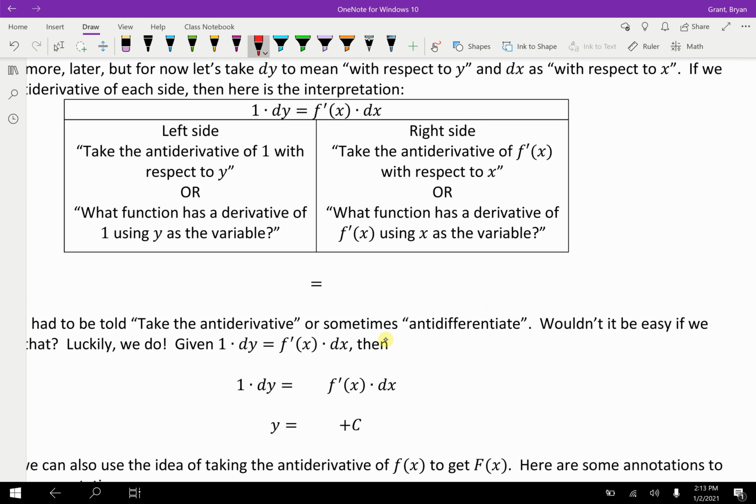So that helps us when we're taking that antiderivative, right? If I wanted to take the antiderivative of 1 with respect to y, then the antiderivative of that would be y, because d/dy of y would be 1. And if I told you to take the antiderivative of f prime of x with respect to x, you would say it's f of x. And then, of course, we put the cute little plus c over here. All right, nothing too terrible.